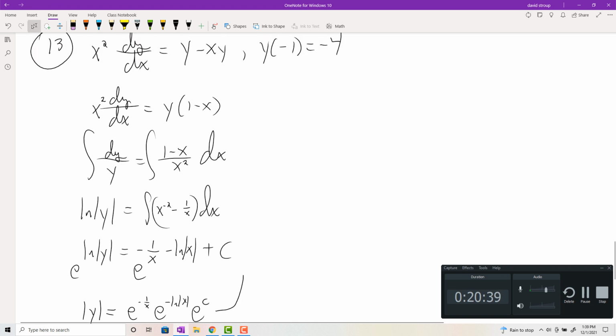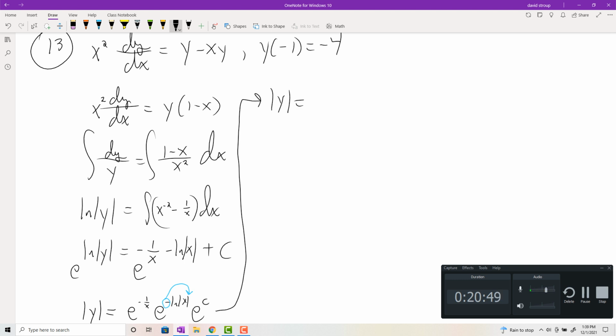Okay. All right. The second term you're going to do a power rule on. So you're going to take this negative and plop it inside the natural log. And you get the absolute value of y equals e to the negative 1 over x, and then e to the ln of the absolute value of 1 over x, and then e to the c. Okay, the exponential and the logs here will cancel, and so you'll be left with, as of now, e to the c times e to the negative 1 over x times the absolute value of 1 over x.